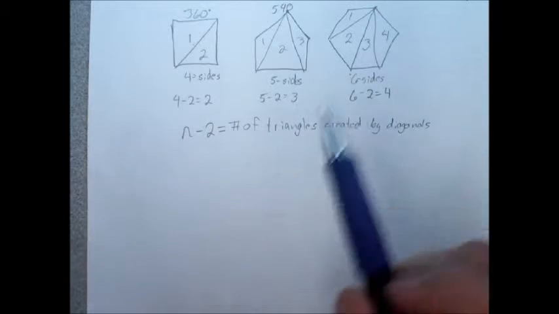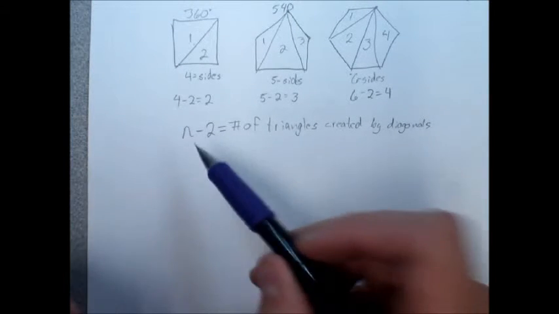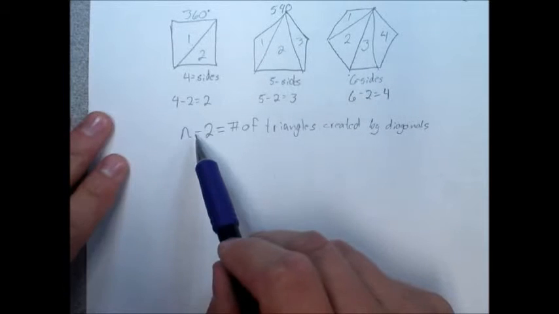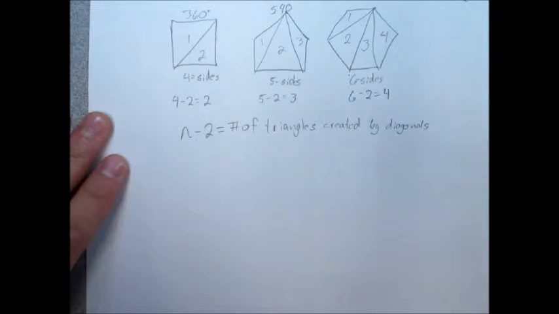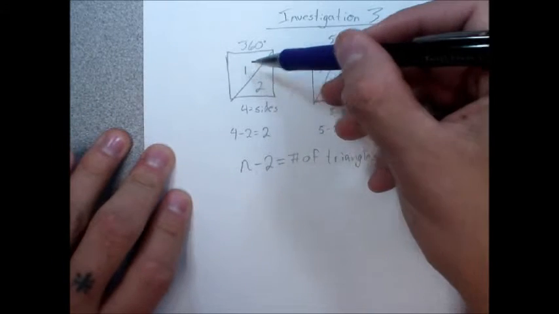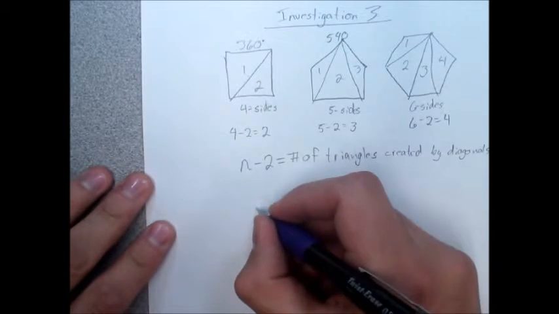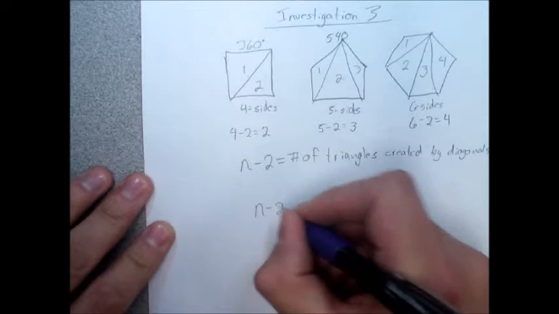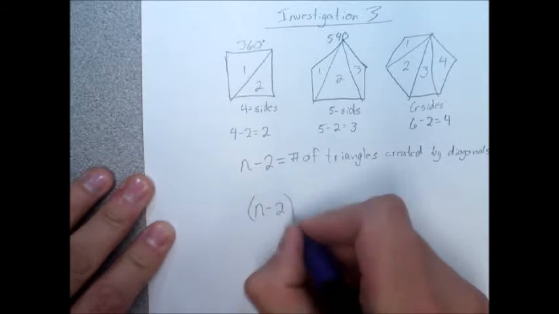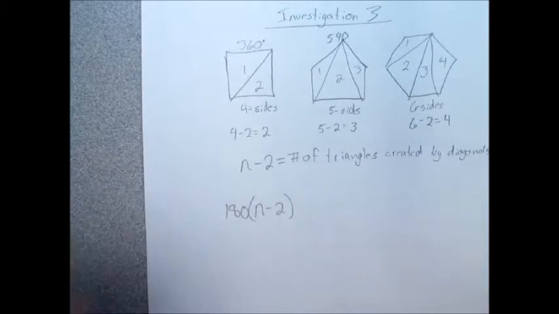So what's good about this is it develops a formula. If I know each triangle is worth 180 degrees, all I have to do is take 180 and multiply it by the number of triangles, right? So if I know the number of triangles is going to be the number of sides minus 2, all I'm left to do is multiply it by 180 to find out the total number of degrees that will be inside each one of these types of polygons. And it holds true every single time.